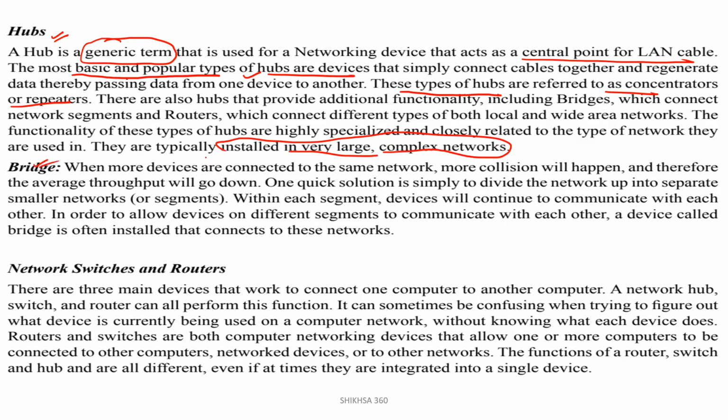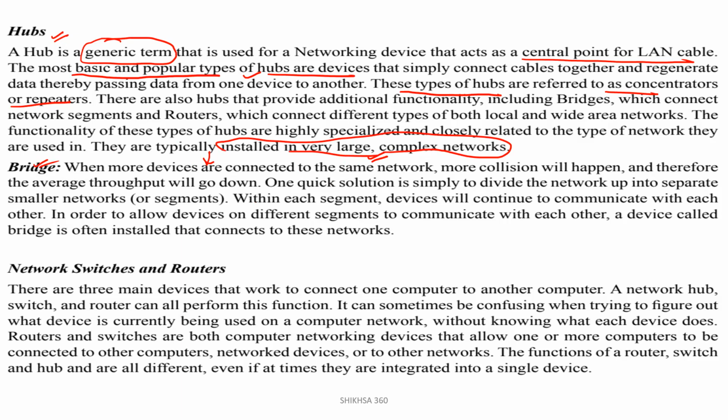Next one, that is the bridge. When more devices are connected to the same network, more collisions will happen and therefore the average throughput will go down. One quick solution is simply to divide the network up into separate smaller networks, or segments.